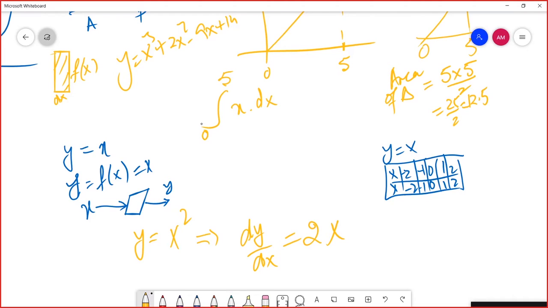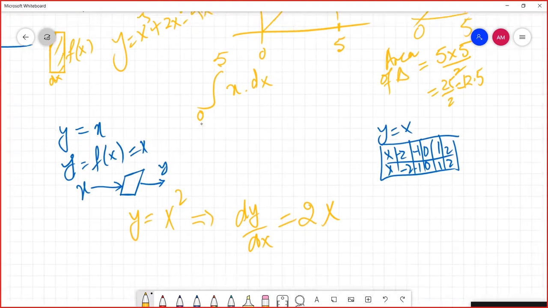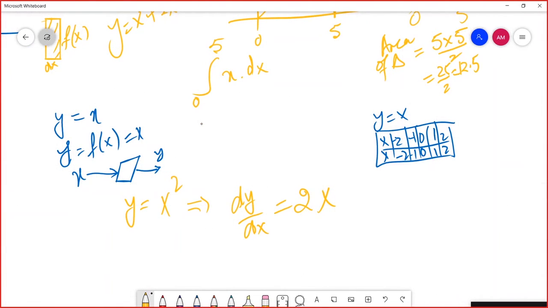So if I am doing an anti-differentiation of x, can I write it like this? This also means 1 over 2 dy upon dx is equal to x. Let's look at here, and perhaps you have done this, so it would say x square over 2. Do you know that the anti-differentiation of x dx is x square over 2?